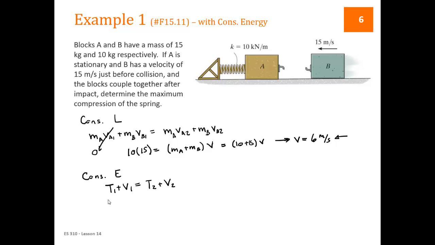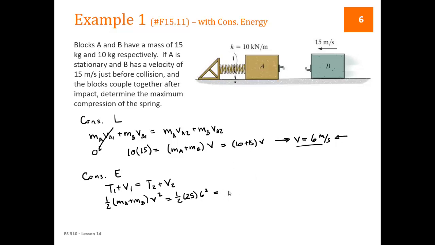Initially we're moving, so we have 1/2 M, and in our case the two masses are moving together, so it's MA plus MB, times V squared, where V is the 6 from up here. So this is 1/2 of 25 times 6 squared. And on the other side, we're going to compress the spring to some amount, right? We're going to move to there.